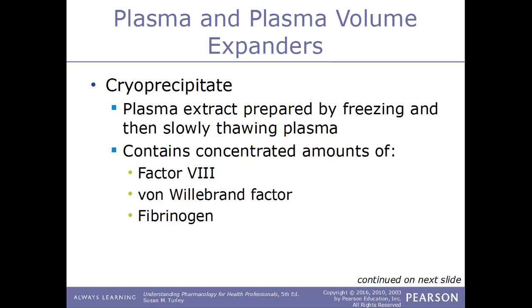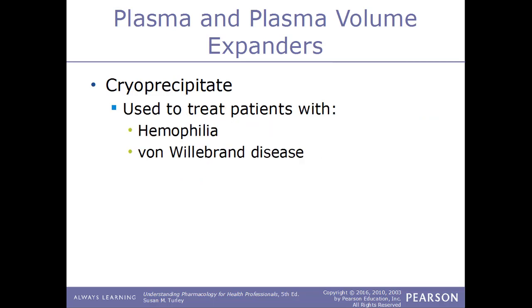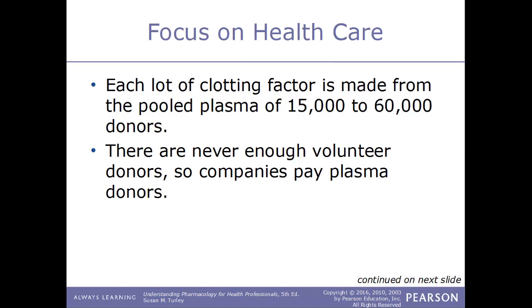Another type of solution that could be given is cryoprecipitate. This is a plasma extract that's prepared by freezing and then slowly thawing the plasma. And this will contain concentrated amounts of factor 8, von Willebrand factor, and also fibrinogen. This is used to treat patients with hemophilia or von Willebrand disease. All right, now we'll talk about a focus on healthcare.